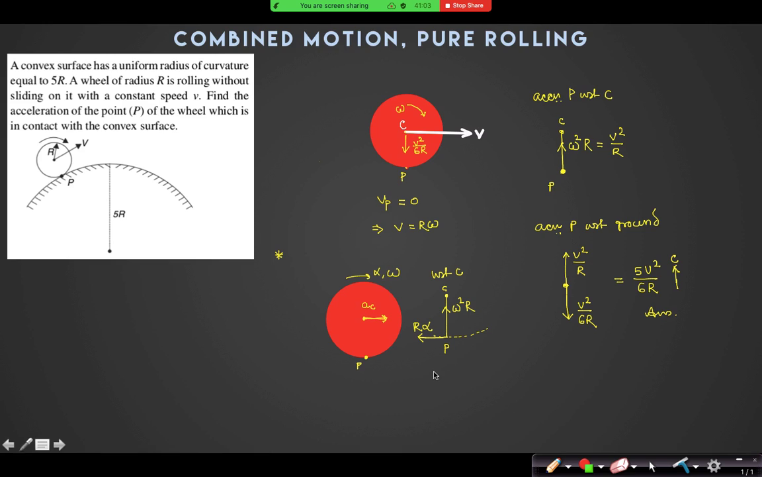But with respect to ground, what should I write? So then we have to add AC also. Omega square R is there. Acceleration of C is also there in this direction. R alpha is also there in this direction. And V square by 6R is also there in this direction.